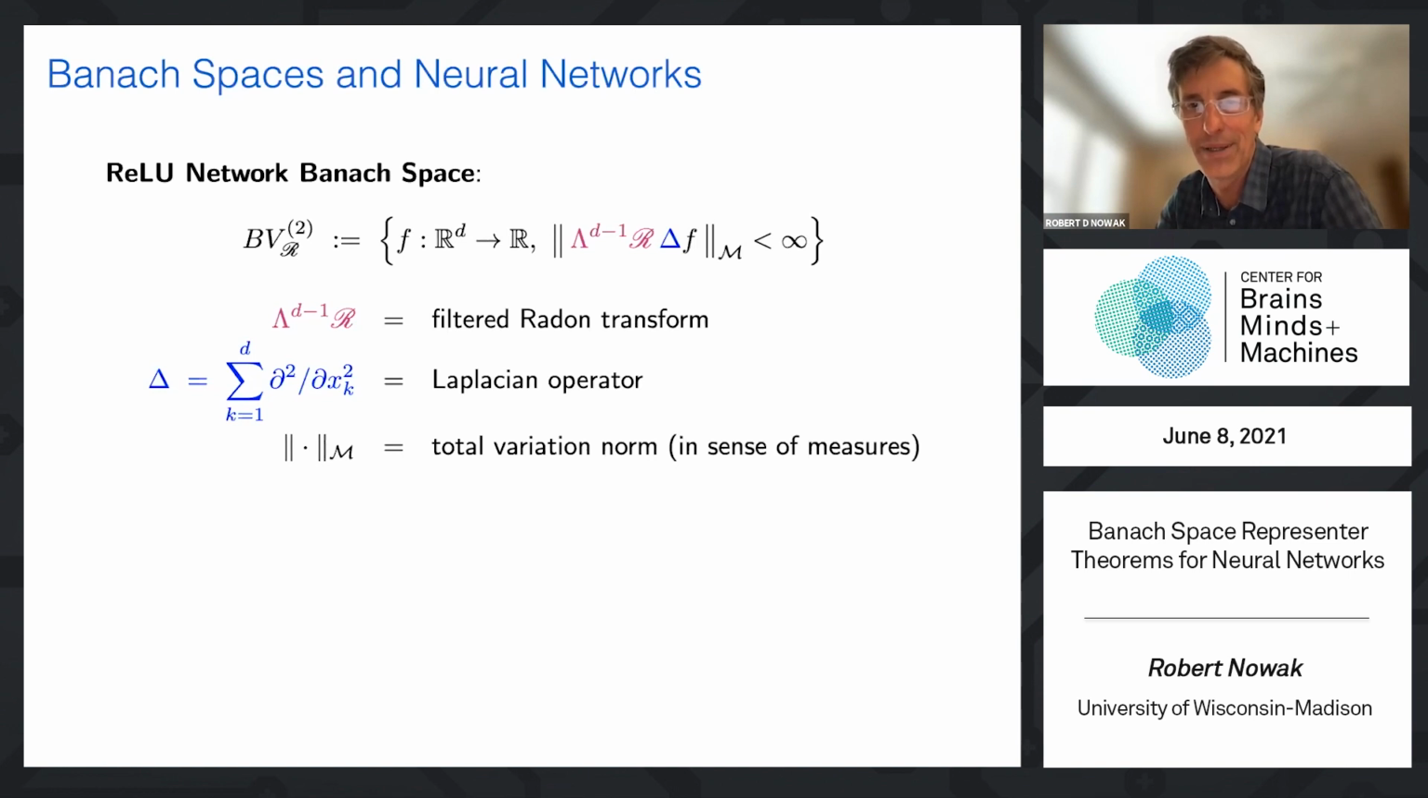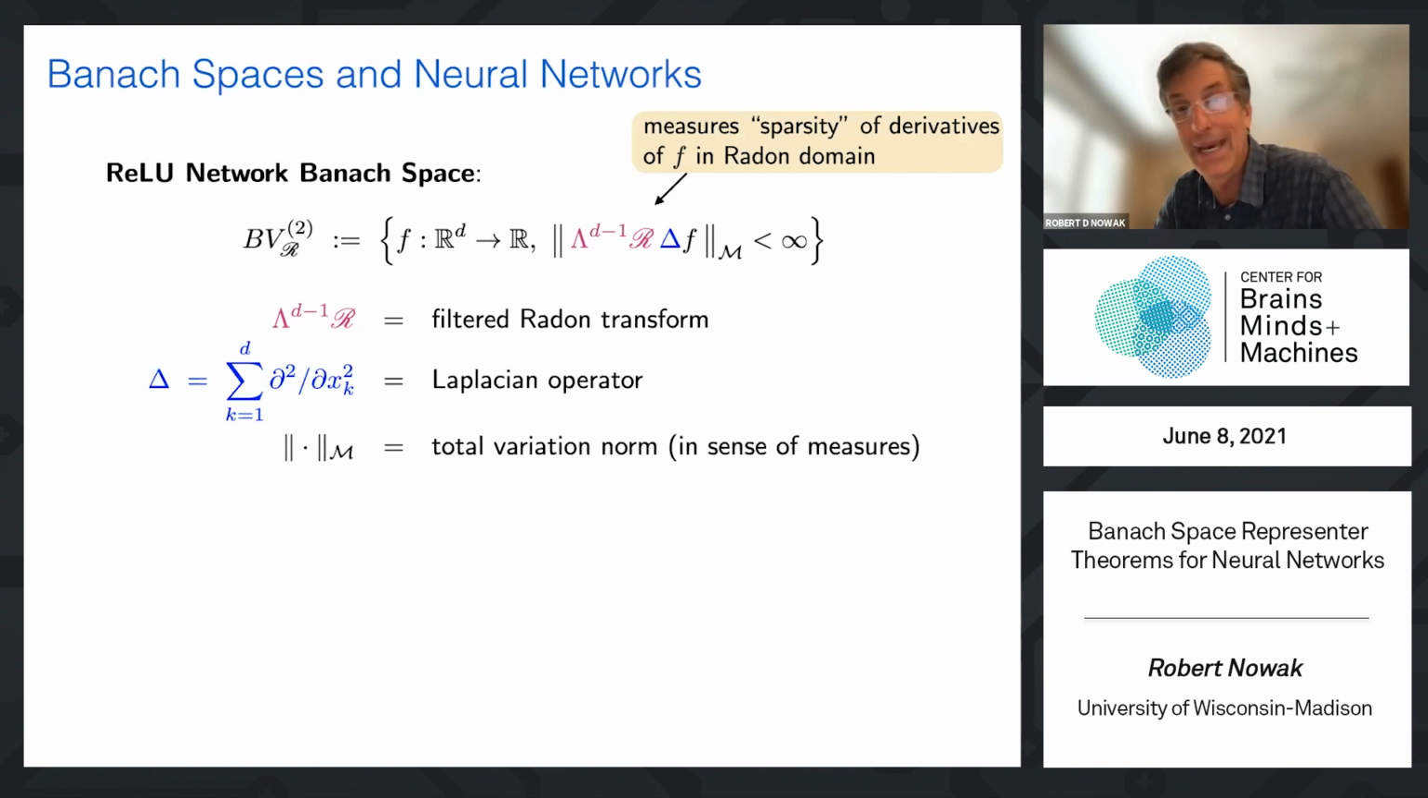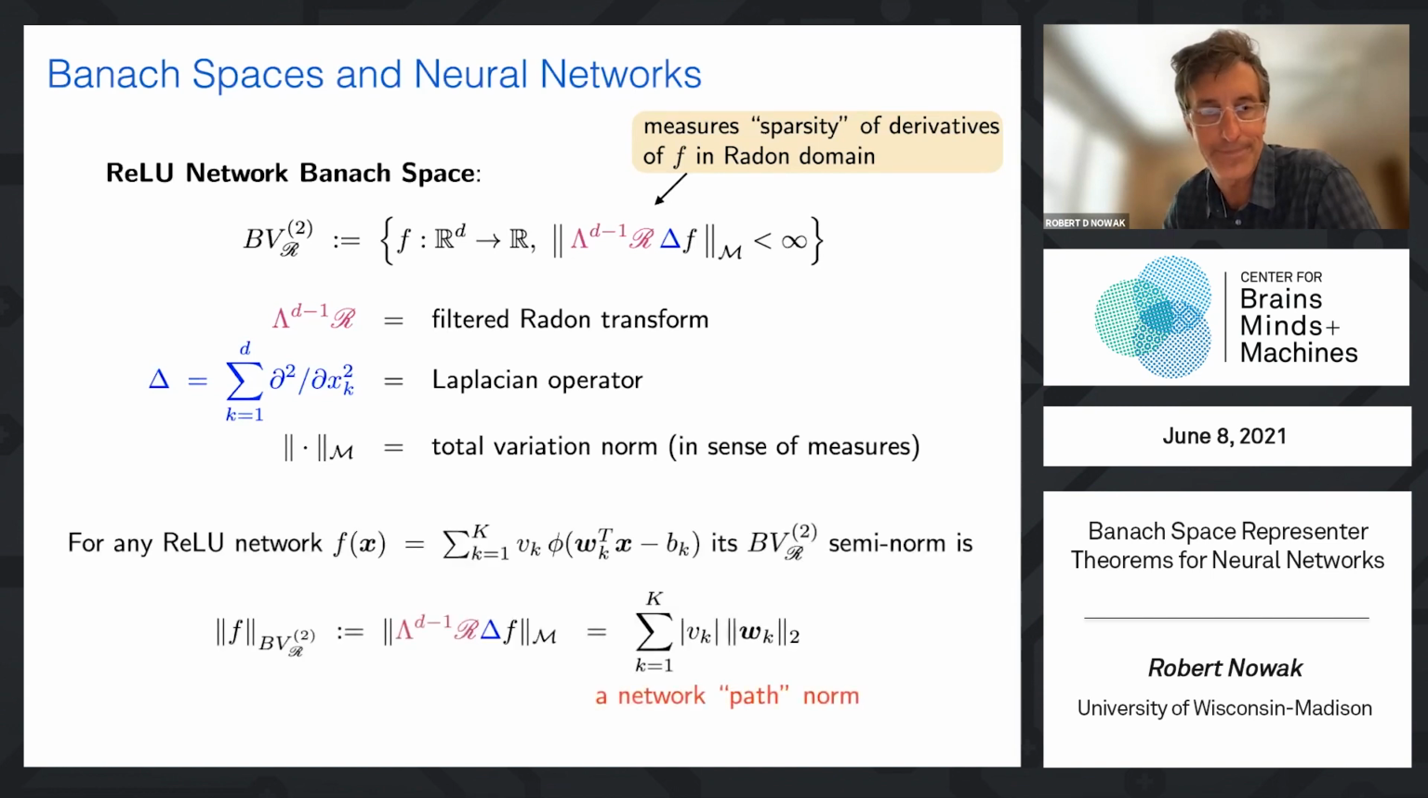I won't go into that, but you could just think of it as like an L1 norm that's effectively counting or measuring how sparse the derivatives of F are in this Radon domain representation. And again, the reason for everything, the derivatives wipe out the ReLU thing, the Radon transform naturally sparsifies everything for us. And so it's really a good way to measure the complexity of the function is to look at how sparse is the derivative of the function in the Radon domain. That gives us a natural measure of complexity.